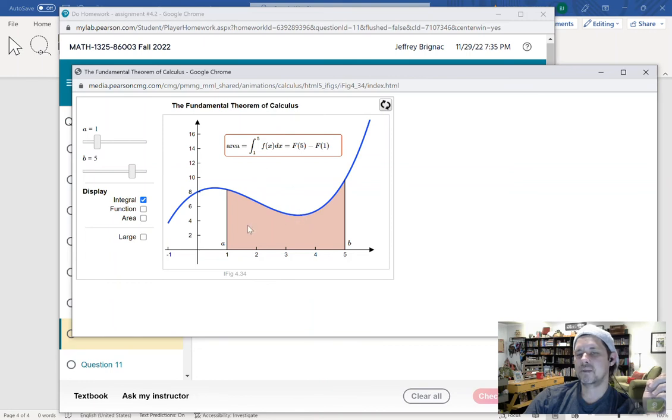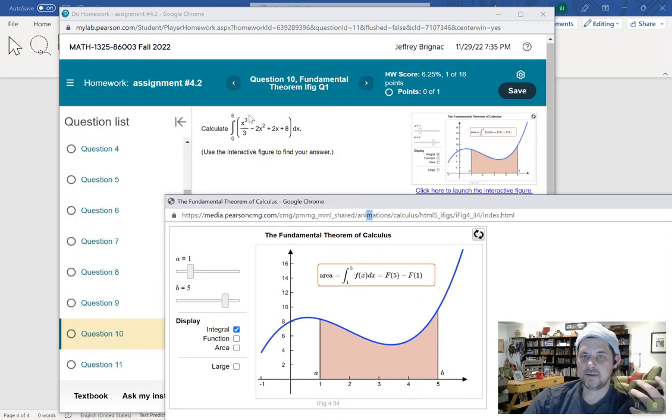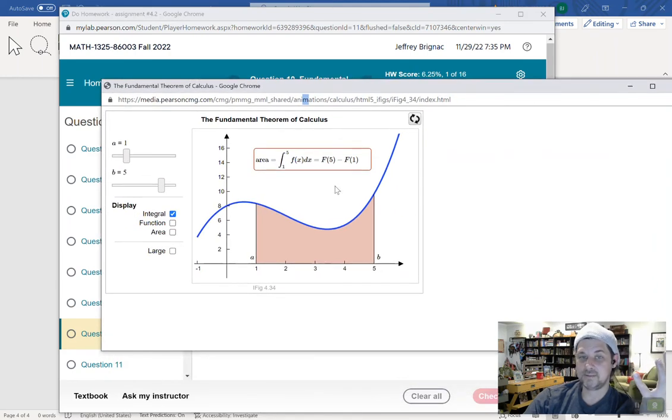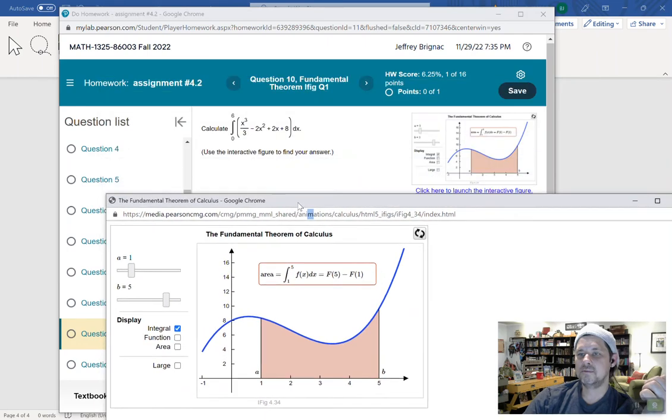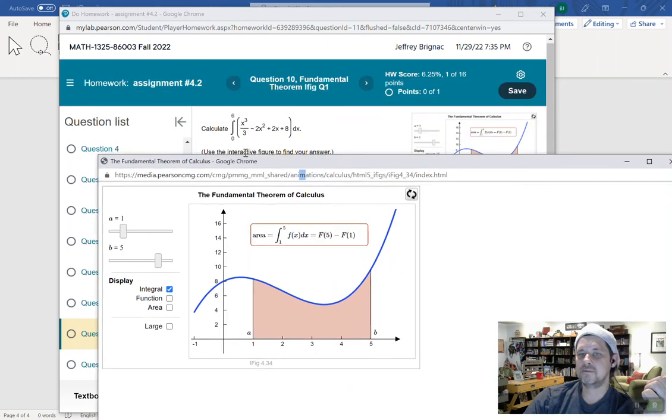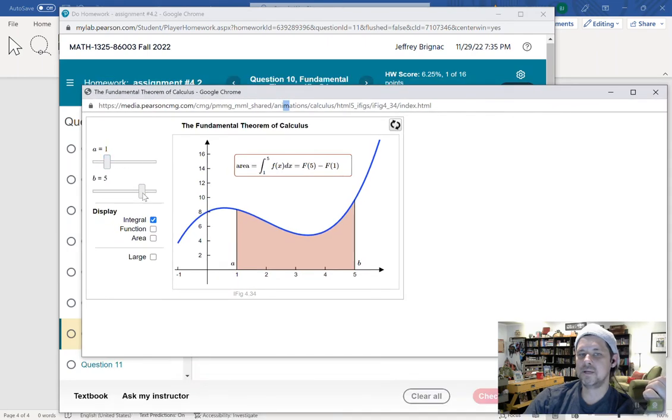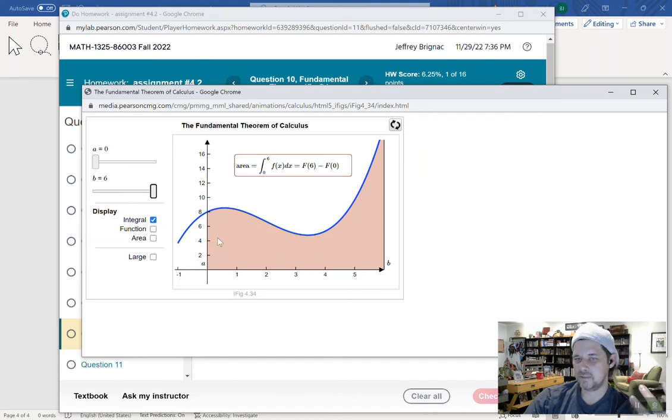And it's got a curve, okay, and that's the graph of this thing right here that we started with, x cubed over 3 minus 2x squared. If you were to graph that, it looks like this. And I want to do the definite integral from 0 to 6. So I can adjust my bounds right here. So I'll adjust this one to 0 and this one to 6. And notice how it covers a different portion of the area under the curve and above the x-axis.